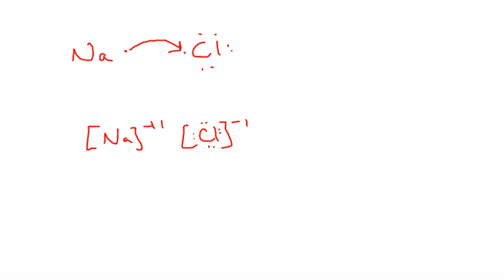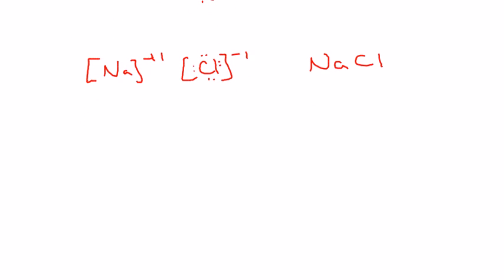Moving on to the third one. Oh, sorry, we also need the formula here, which in this case would just be NaCl, because we only need one of each. Moving on to the third one, we've got sodium and oxygen. So sodium, again, with just the one valence electron, and oxygen, which has 1, 2, 3, 4, 5, 6 valence electrons.